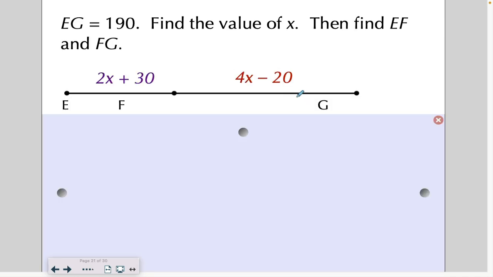Okay? Cool. Now, I want you to work on this question as a group. Find the value of x, and then find EF as well as FG.